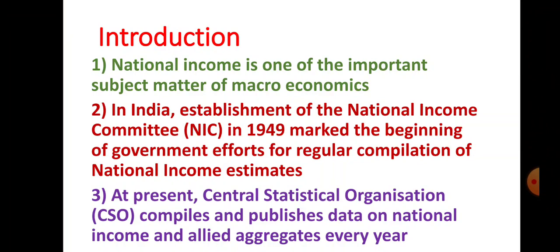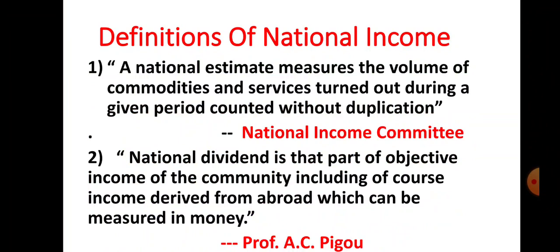Number 2, in India, the establishment of the National Income Committee, that is NIC, in 1949 marked the beginning of the government efforts for regular compilation of national income estimates. But at present the Central Statistical Organization, that is CSO, compiles and publishes data on national income and allied aggregates every year. Now let us see the definitions of national income.